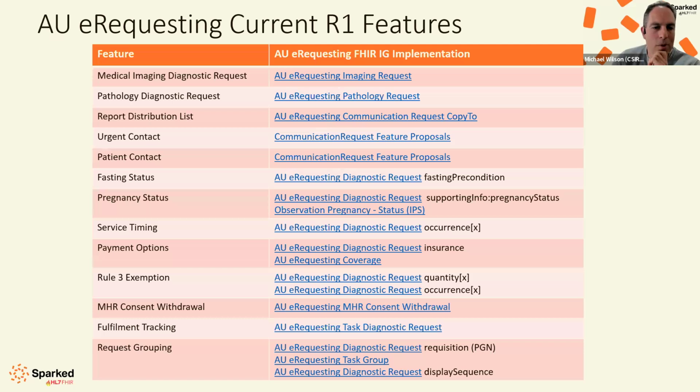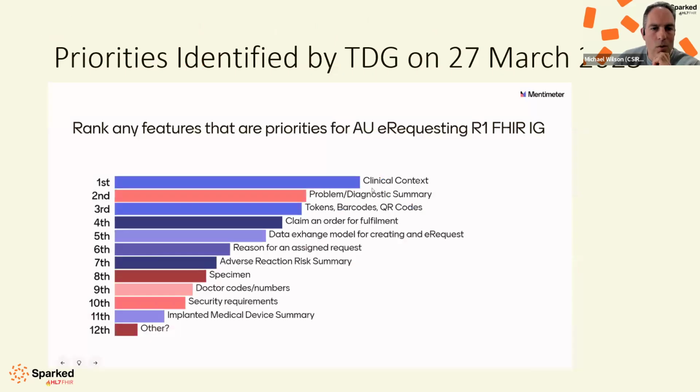We won't go into this in any detail, but these are all the things we've already done. And we did have this vote in the 27th of March, or poll about what we wanted to focus on next. We've been focusing here on clinical context, which is that first one. I'd be interested for anyone to call out now anything on this that they think is an absolute priority for one of the next 2 meetings.